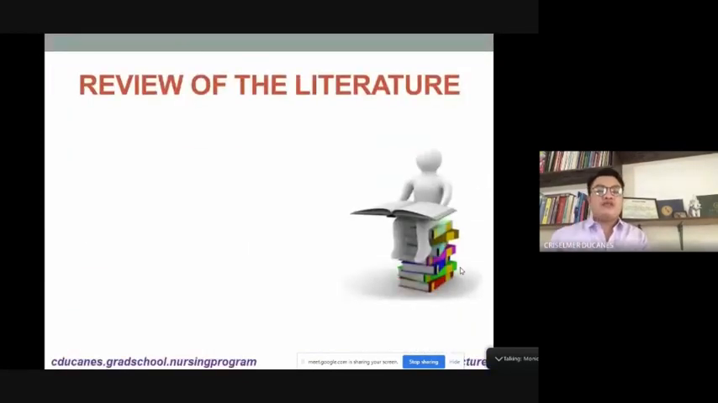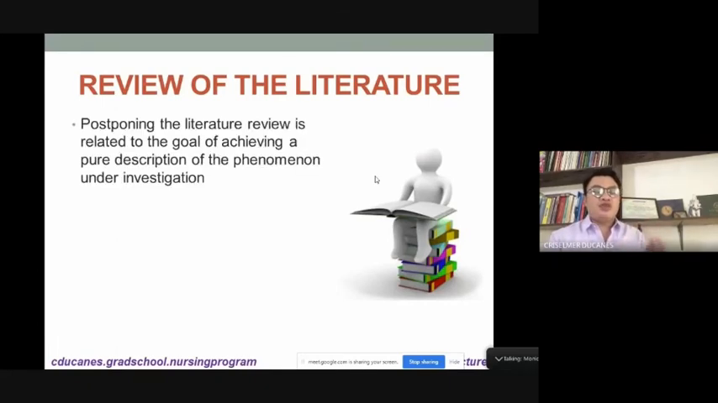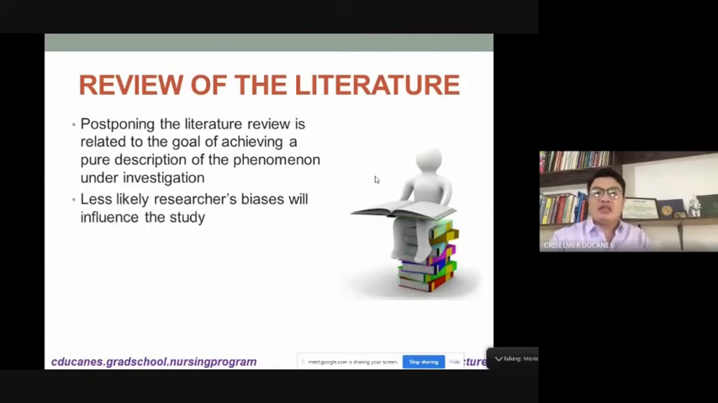Okay, so now let's proceed to the review of the literature. Postponing the literature review is related to the goal of achieving a pure description of the phenomenon under investigation. At first, when you do a qualitative study, you should not read your review of related literature, because that would contribute to your knowledge on the specific topic, and the tendency is you will impose it on your participant when you do interviews. So what you only do is a cursory review. That means you just check how to go about the process of making your study. You do not read about related studies regarding the topic. You do not read about concepts related to your topic. Less likely, researchers' bias will influence the study if you postpone the review of related literature.